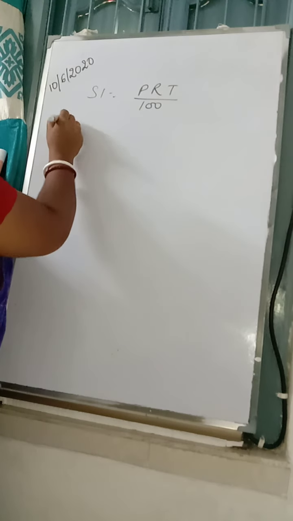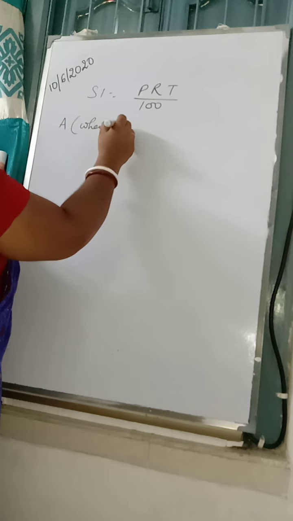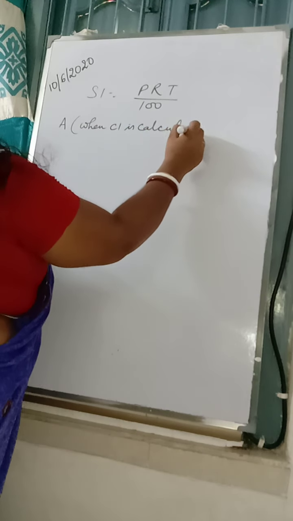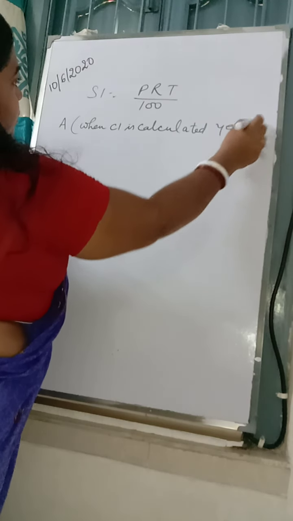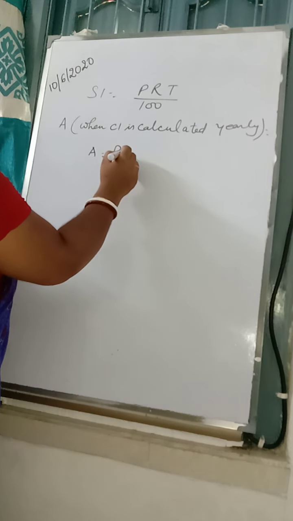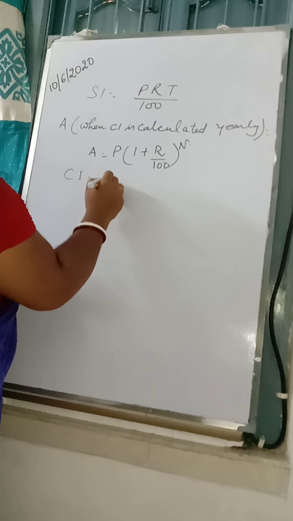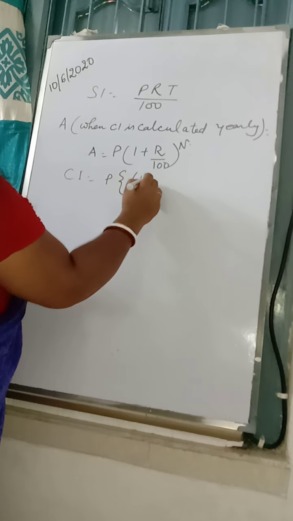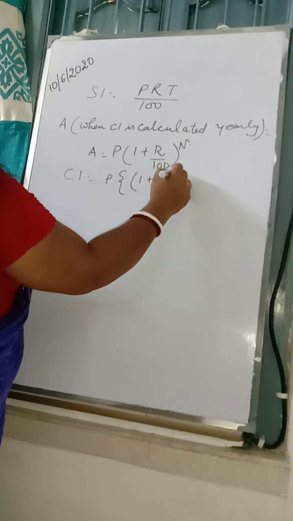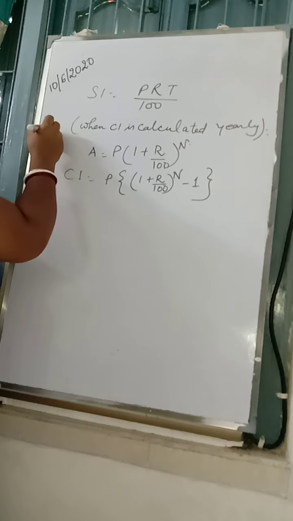CI, amount when interest CI is calculated yearly, it is A is equal to P into 1 plus R by 100 to the power n, and CI is equal to P into 1 plus R by 100 to the power n minus 1. Is it? This amount you can write.